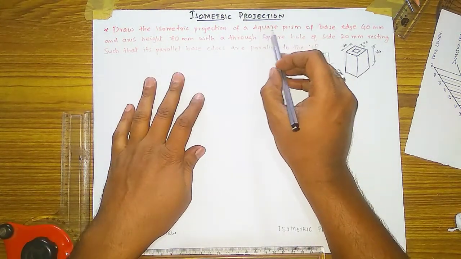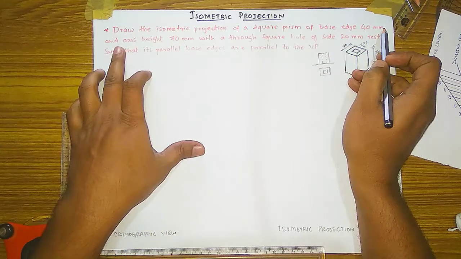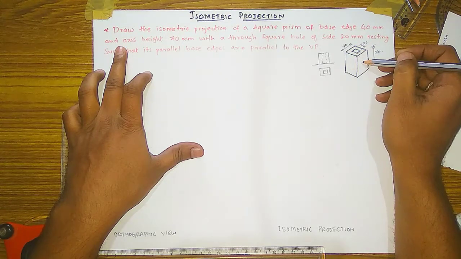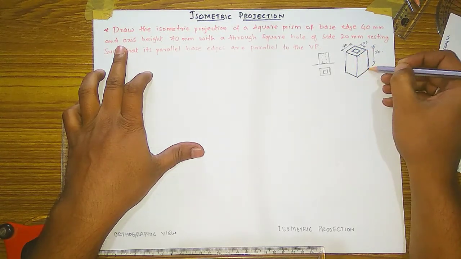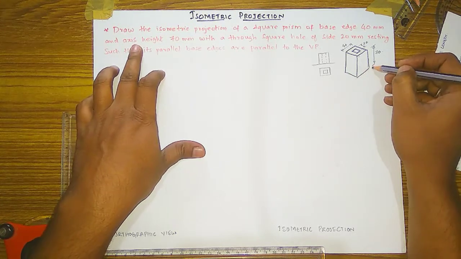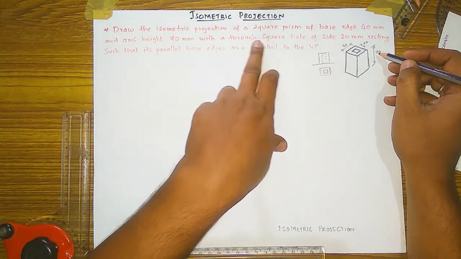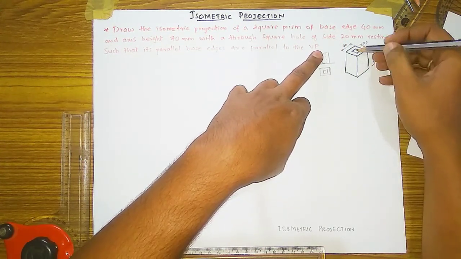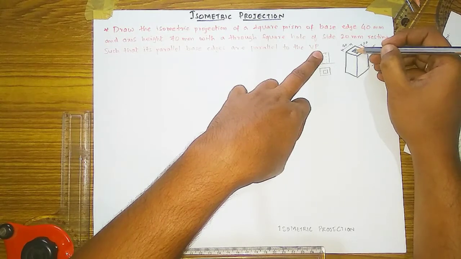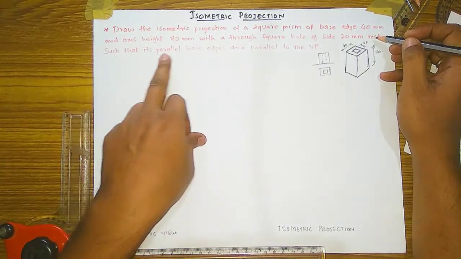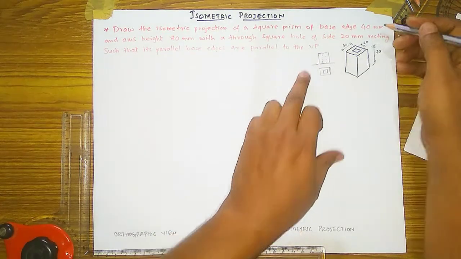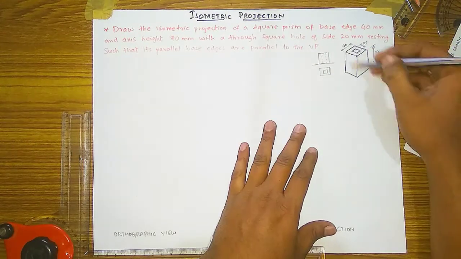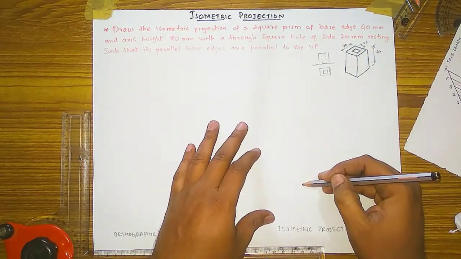So a square prism of base edge 40 mm means you have a square prism with base edges of 40 mm sides and axis height 70 mm, with a through square hole of side 20 mm, which means it has a hole cut out here. It has sides of 40 mm only, of a square only. Resting such that its parallel base edges are parallel to the VP means these parallel edges should be parallel to the VP. This means we have to draw the isometric projection here.